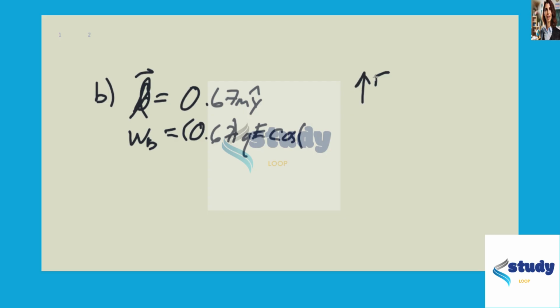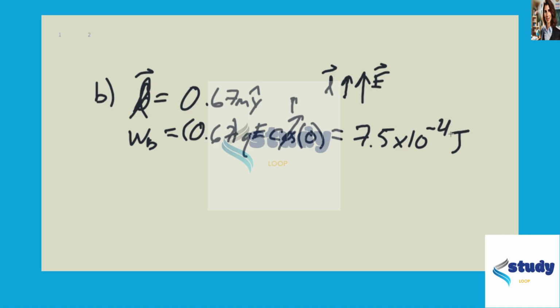So our electric field is going up. Our displacement is in the y direction. So therefore it's cosine of 0, which is simply 1. So this cosine just goes to 1. And if we plug in our values for Q and E, we find that the work done by this is 7.5 times 10 to the negative 4 joules.